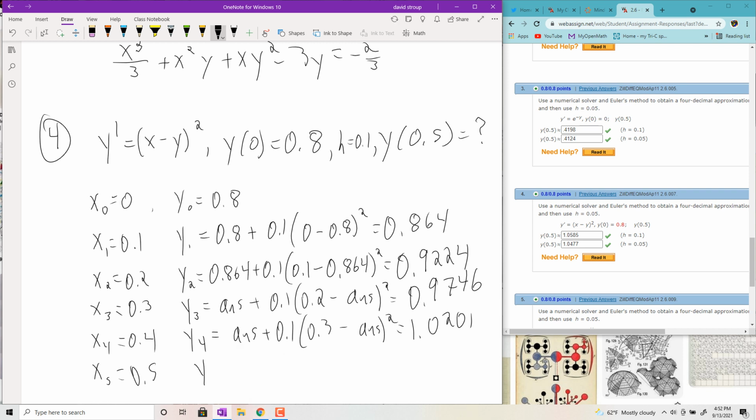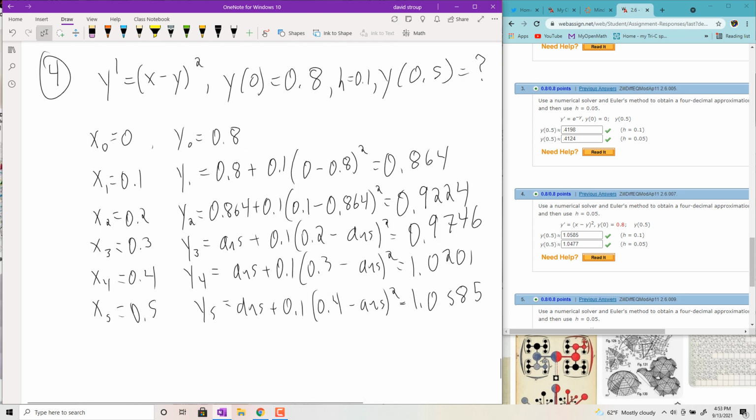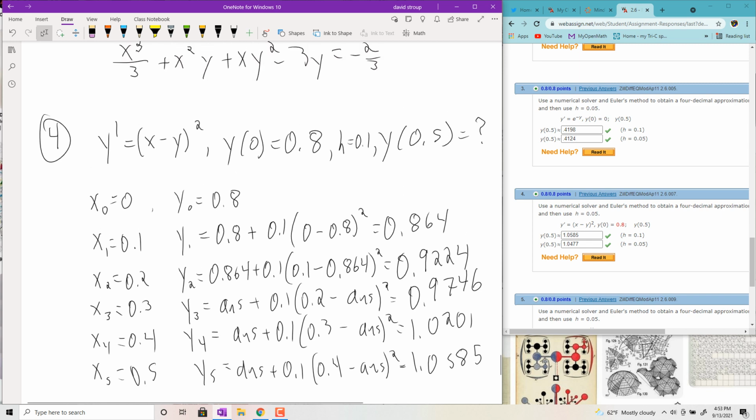Then y sub 5. Previous answer plus 0.1 times 0.4 minus previous answer squared is 1.0585. Okay, so nothing excessive. This is probably more than I want. Maybe just go up to like what is y of 0.3 or something like that, just to make sure you can do the process. And then that'll be it. So hopefully it's pretty straightforward.